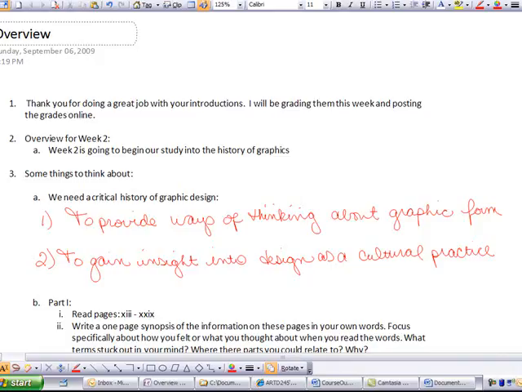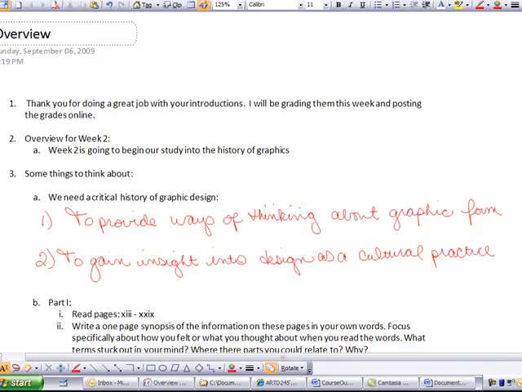So what I was mentioning earlier is week 2 is going to begin our study into the history of graphics, and we're going to start off using the book, but I have found a couple of other websites that we may jump into a little bit. They give us some practical knowledge. The book gives us some great historical knowledge, but there are some websites out there that give us some practical knowledge also that we can apply to your professional career and how it relates to you as a designer.